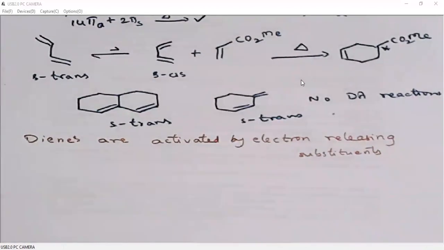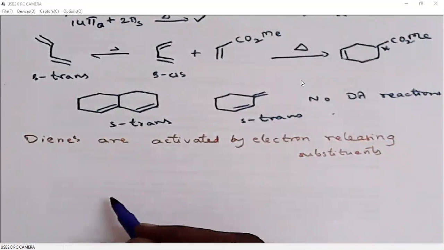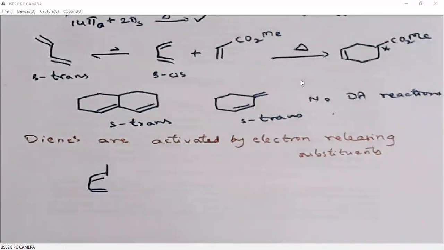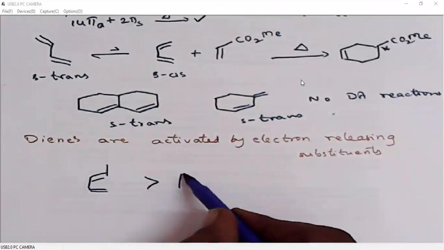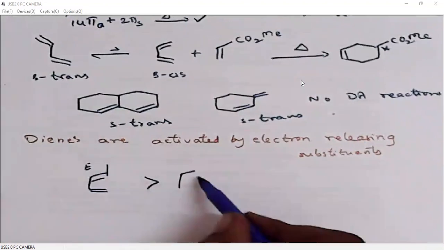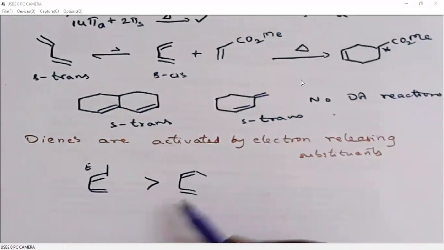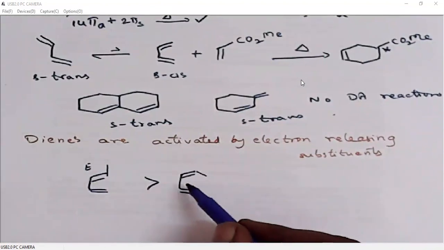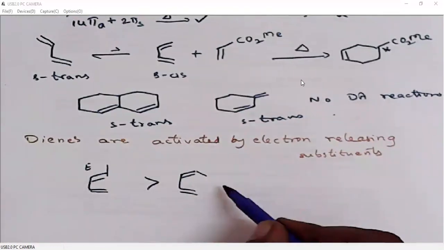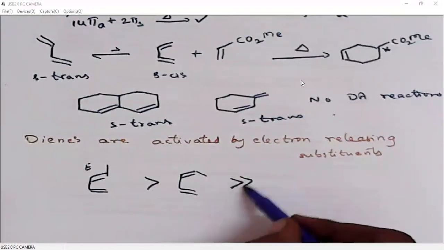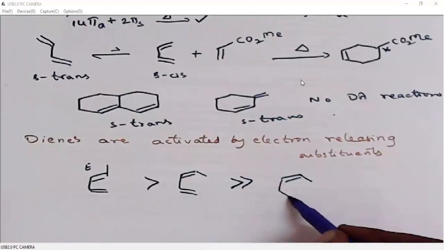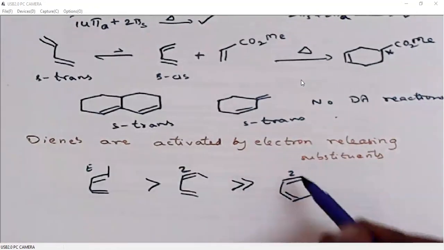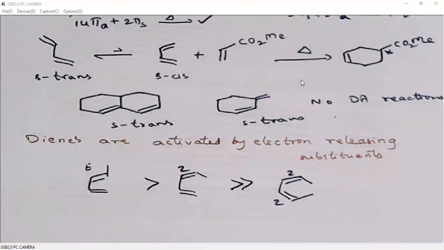I'll give some examples. Right. So if we have methyl butadiene, it is more reactive. This is E configuration, whereas the Z configuration is less reactive because it involves steric crowding, so it is a little unstable. Then this one is even less reactive compared to this, because here both the double bonds are in the Z configuration, so they are less reactive.